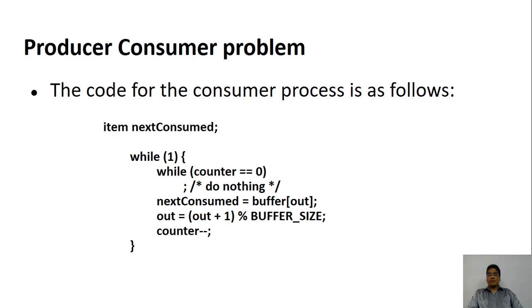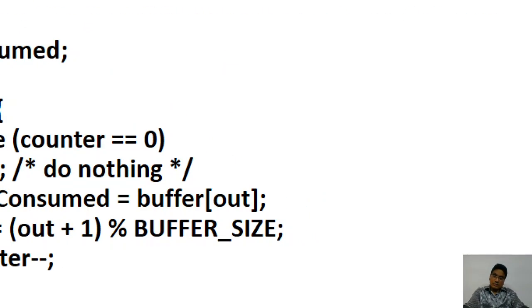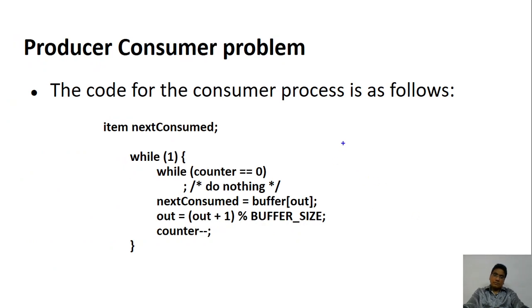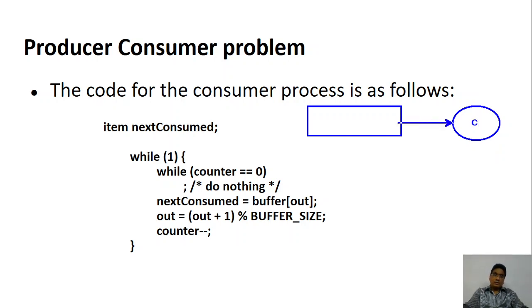Let's look at the consumer. What will the consumer do? Let's look at it from the consumer's point of view. We have the buffer here, and we have a consumer here who wants to consume the produced item. So what must the consumer do? The consumer must first check whether the buffer is empty. If the buffer is empty, the consumer has to wait until an item is added to the buffer.